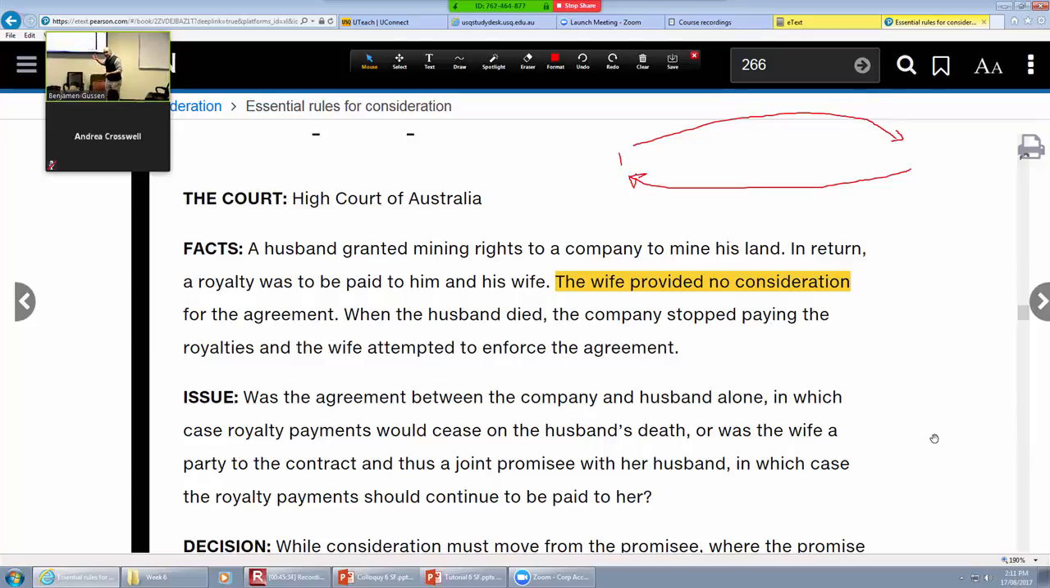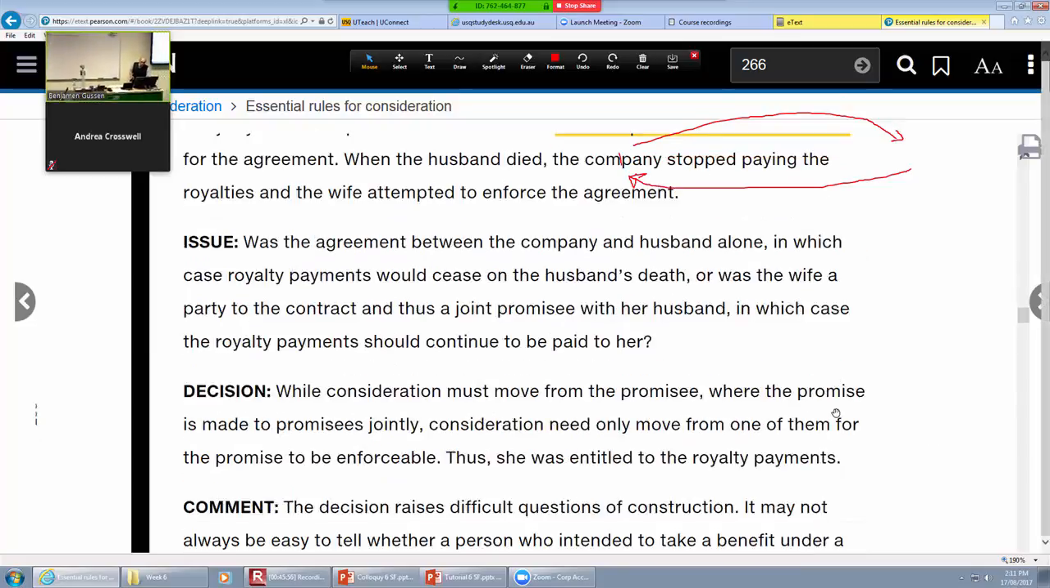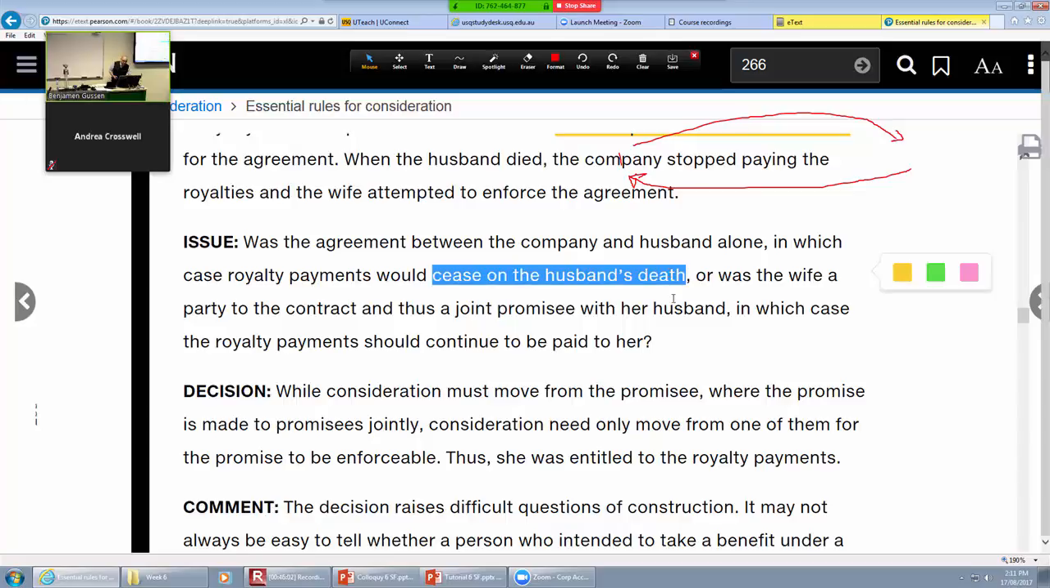If this was a deed, a formal contract, we don't have to worry about consideration. But because it's a simple contract, now we have to ask, why is the wife getting anything? The wife is being promised royalties. What did she give? What did she buy that promise with? That's the problem here. So let's see. Was the agreement between the company and the husband alone? So in which case, the royalty payments would cease on the husband's death. Okay?